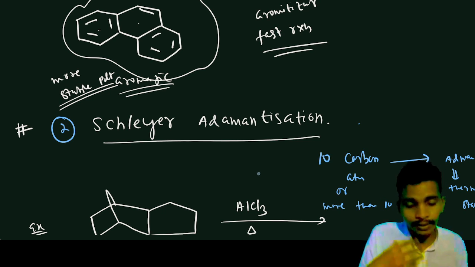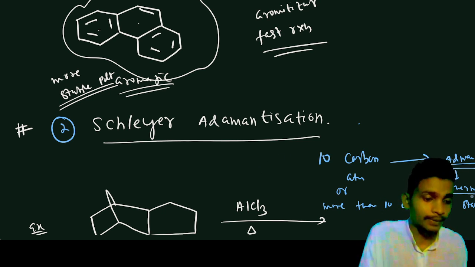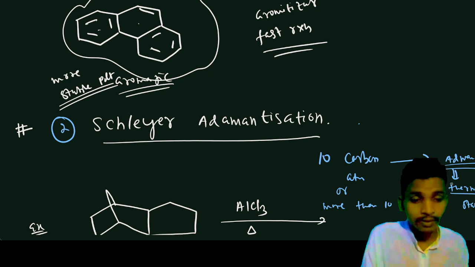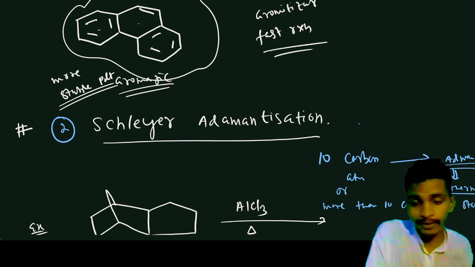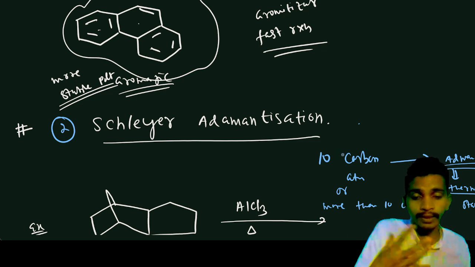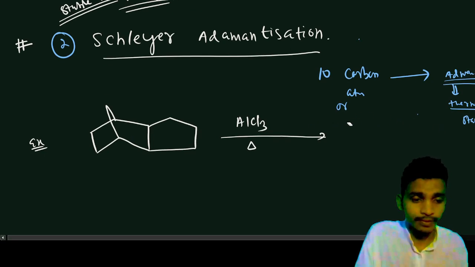So whenever 10 carbon atoms or more than 10 carbon atoms are there in a molecule, they will form adamantane, because it is thermodynamically stable. If 10 atoms, then adamantane will form. If 11 atoms, then adamantane will form, and after that, what the substituent will be for the next compounds, we will see by looking at these examples.